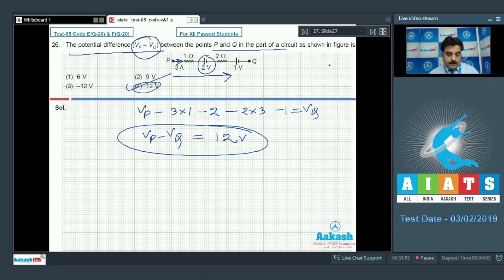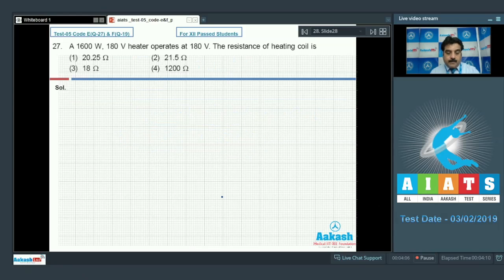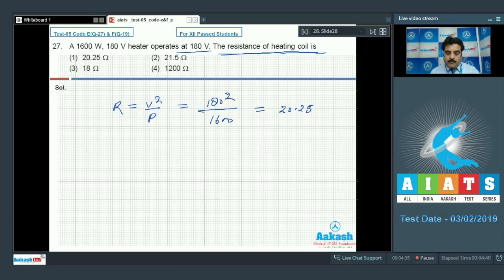Let's move on. Question number 27. A 1600 watt, 180 volt heater operates at 180 volt. The question is asking us the resistance of the heating coil. So I will use the formula of resistance, V square by P. You can put the value directly, 180 square over 1600. On solving you will get 20.25 ohm. So my option number first will be the right choice.